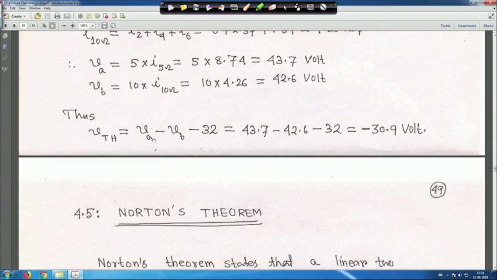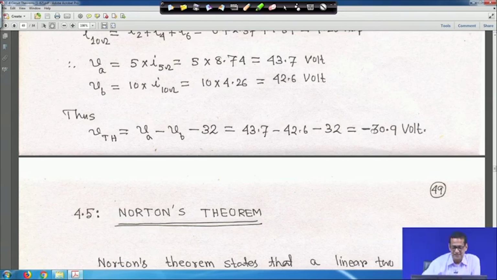Therefore, V Thevenin is equal to V A minus V B, minus 32 as I initially wrote for you. So, put V A, V B and you will get minus 30.9 volts. The same thing using superposition takes a lot of time.